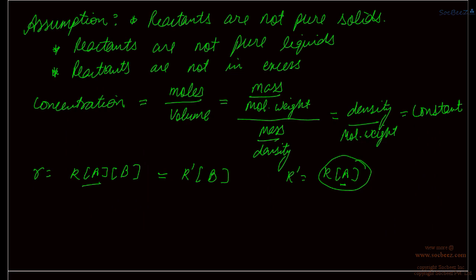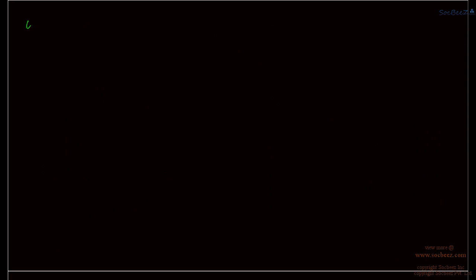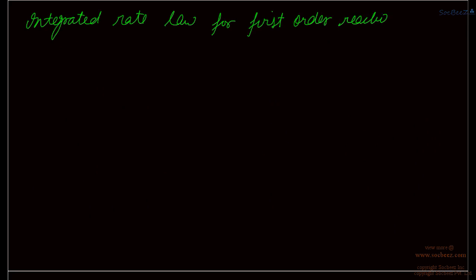Now, let's study integrated rate laws. Integrated rate law for a first order reaction. Suppose the reaction is taking place via this process, A plus B giving us C. Suppose the reaction is first order with respect to A and zero order with respect to B. So, in this case, the rate law is R equals K A. Now, this equals minus dA by dt.